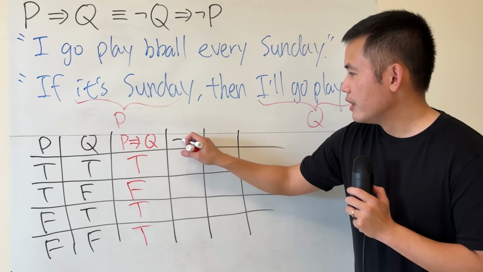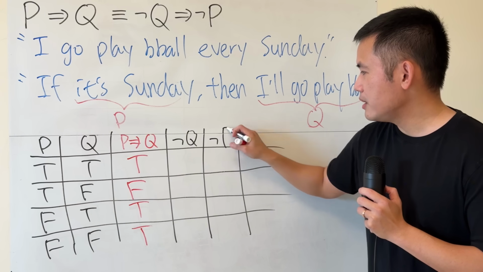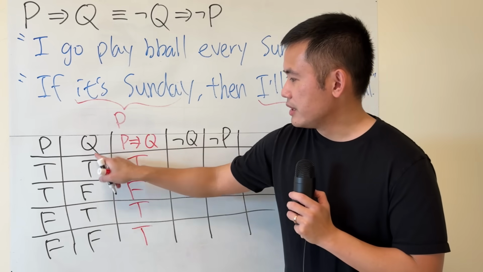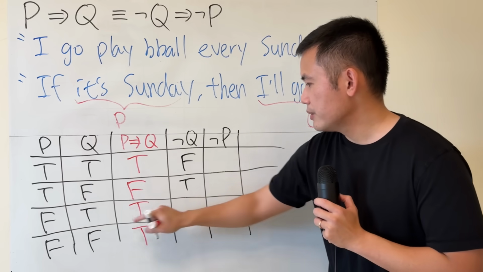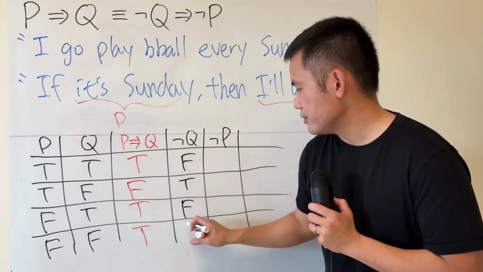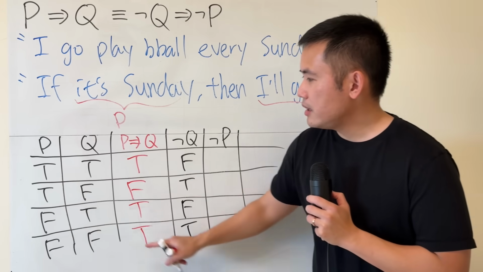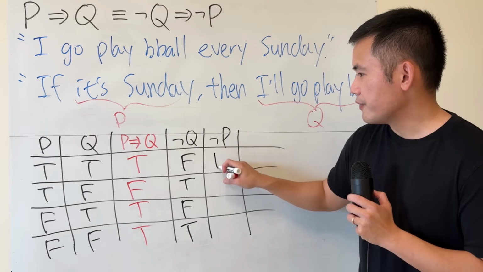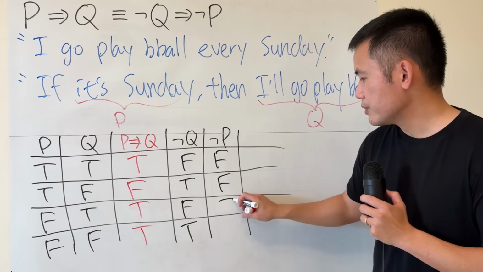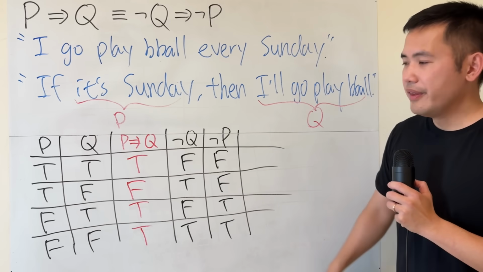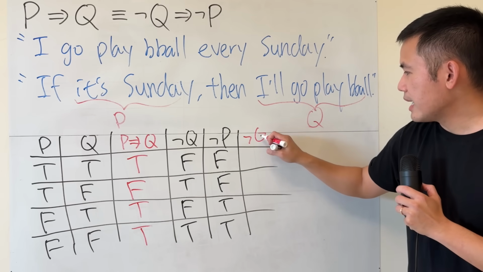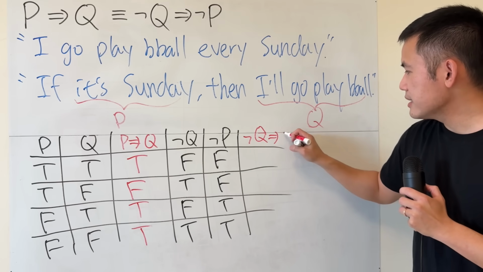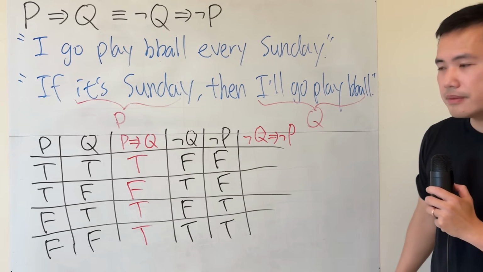So I will need not Q and not P. Not Q, I'm just going to negate this right here. So true becomes false, and false becomes true, and then false, and then true. Not P, I'm just going to have to negate that. So false, false, true, true. Now kind of just ignore this right here, because we're going to look at not Q implies not P.